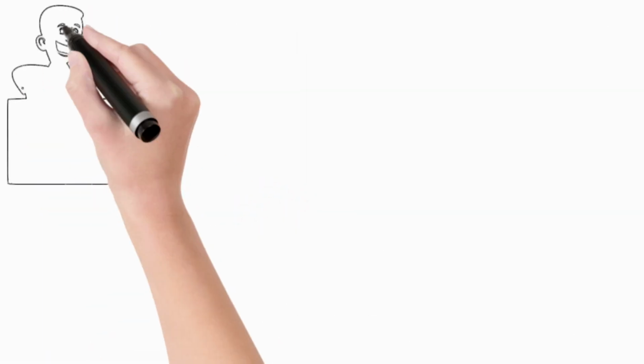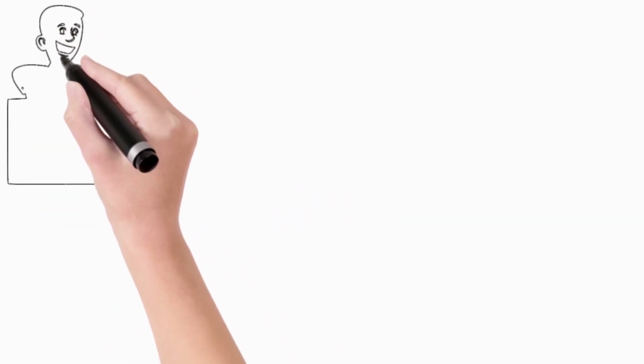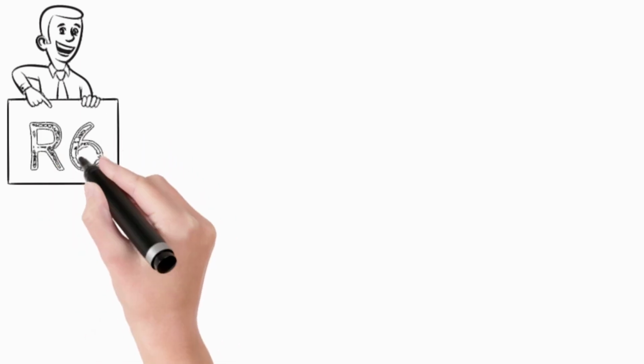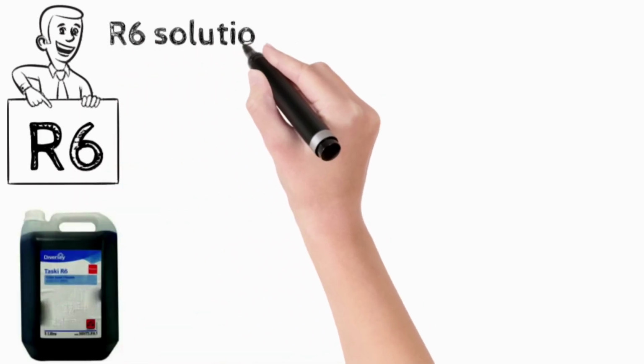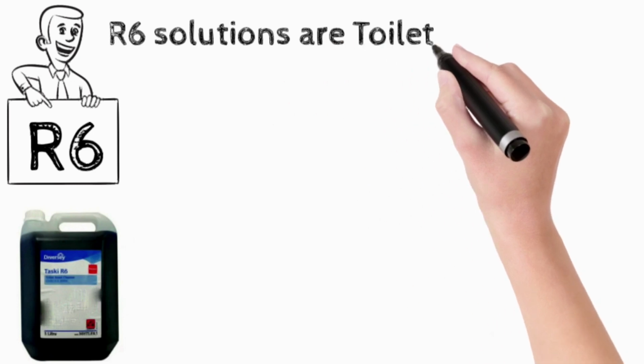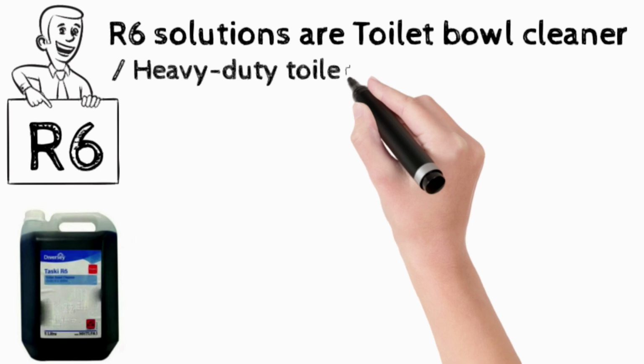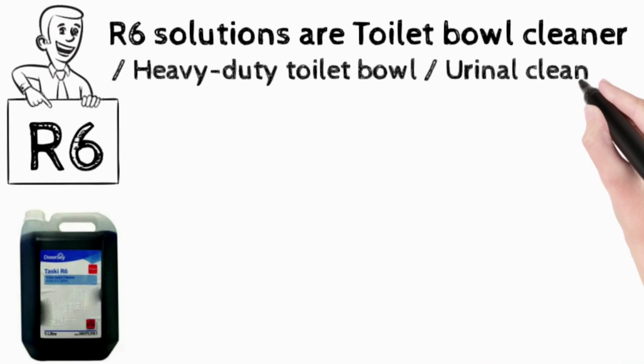R6. What is R6? R6 solutions are toilet bowl cleaner, heavy-duty toilet bowl and urinal cleaner. These solutions are used to remove limescale, stains and other residues. How to use this R6? R6 is ready to use, no need to dilute.